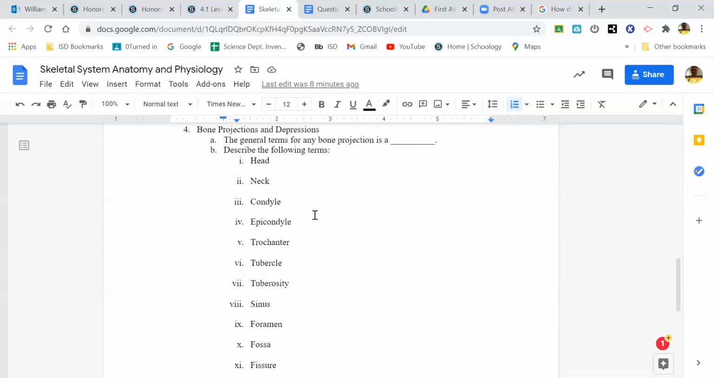Okay. The neck is the narrow area that separates the head from the body or shaft of the bone. The neck is the thin or narrow area that separates the head from the body or shaft of the bone. All right. The condyle is the smooth, rounded portion at the end of the bone.